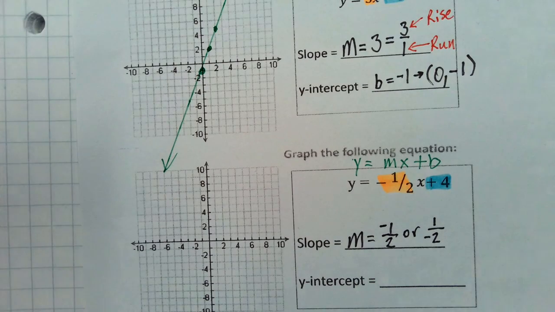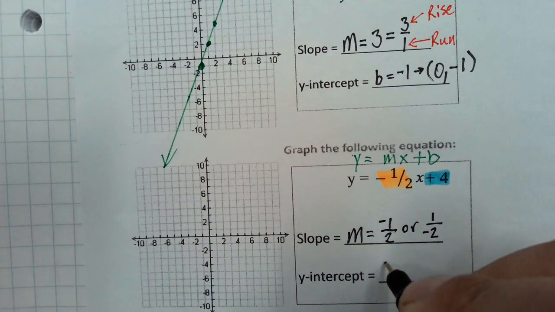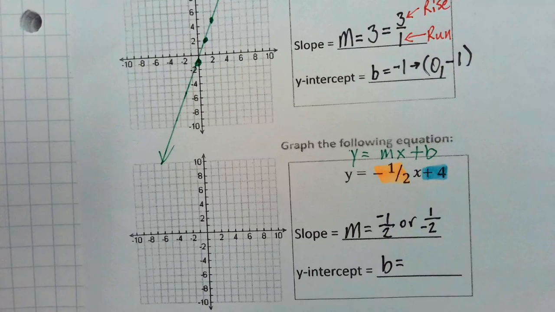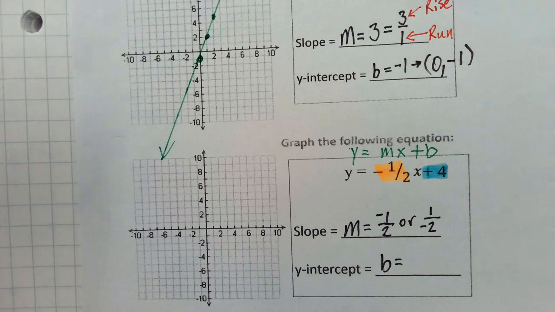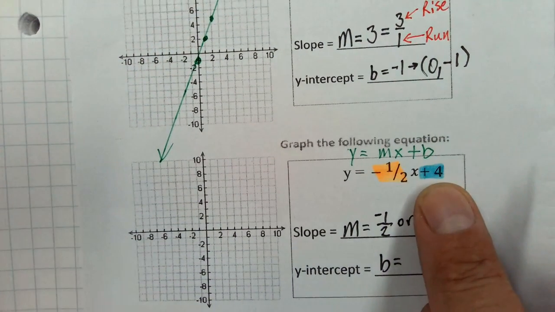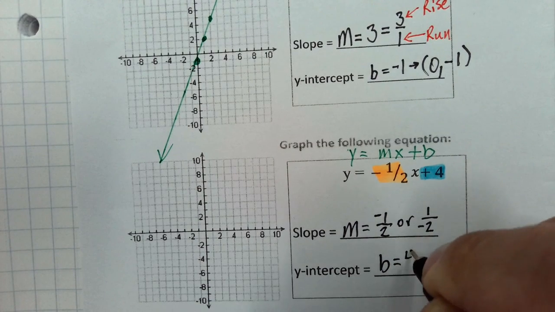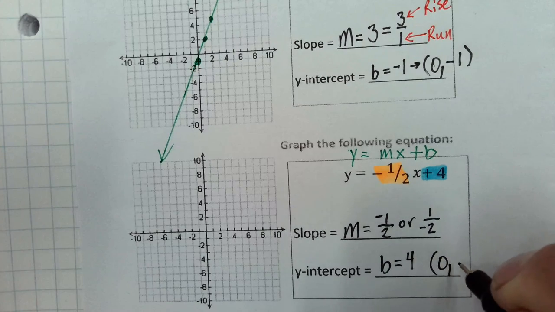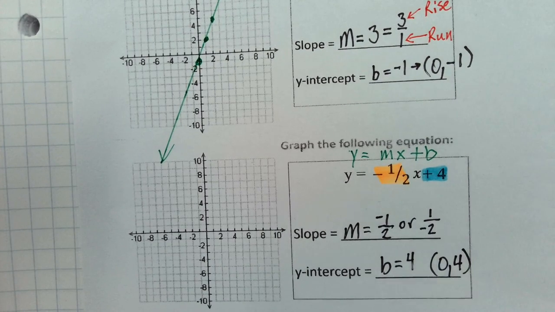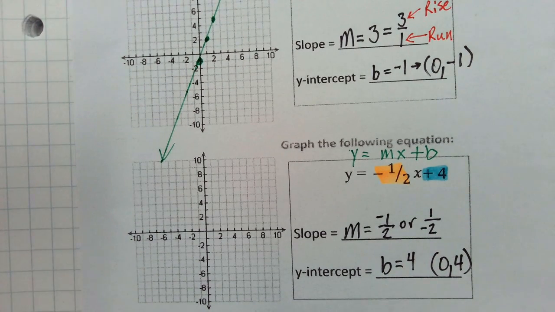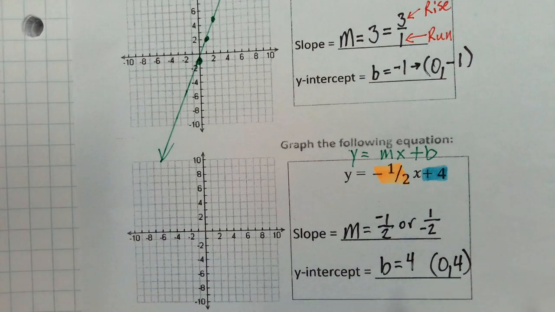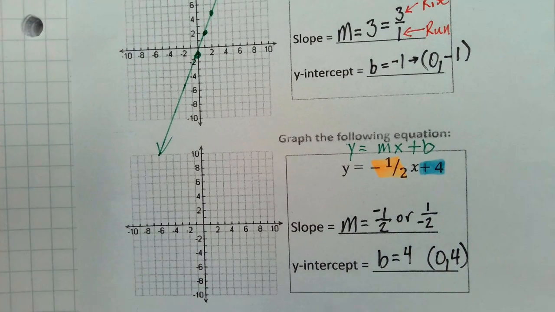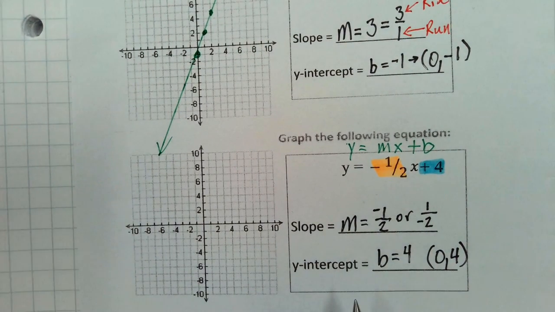Now we want the y-intercept, the b value. What's the y-intercept number for this line? 4. And it's a positive 4 because it's got a plus. So if I want to think of the coordinate for this, it's 0, 4. Okay. Remember, I know y-intercept, x is always 0, so that's how we know that. Okay. So start with a y-intercept. That's your first point. That's a point you know on the line.